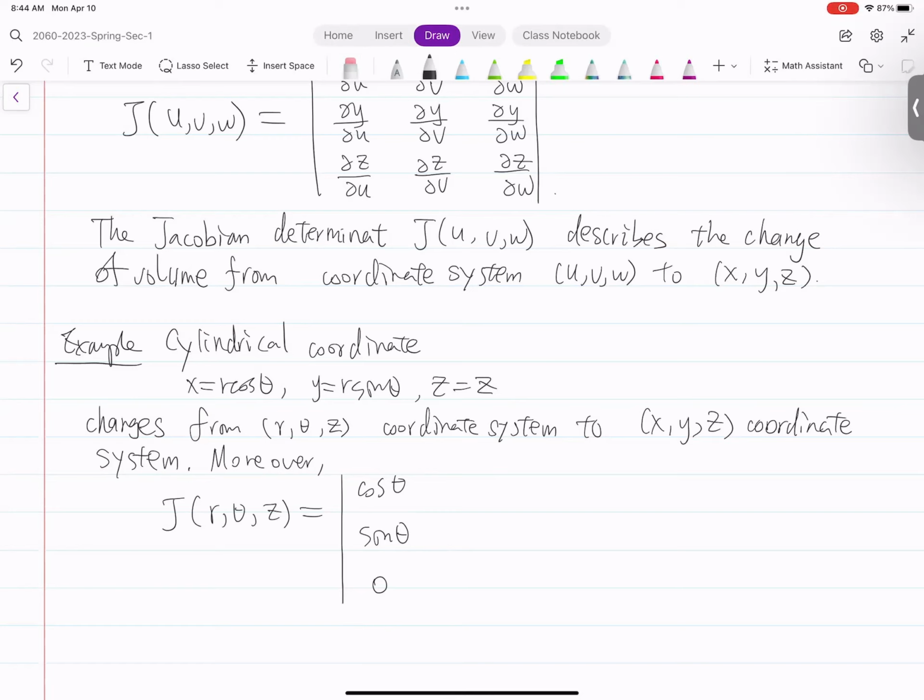Now, with respect to theta, from x we will get negative r sine theta, and then r cosine theta, and then 0 because we're now differentiating with respect to theta in the second column. And now for the third column, we differentiate with respect to z, right? So it will give you 0, 0, 1 because x and y have no z's.